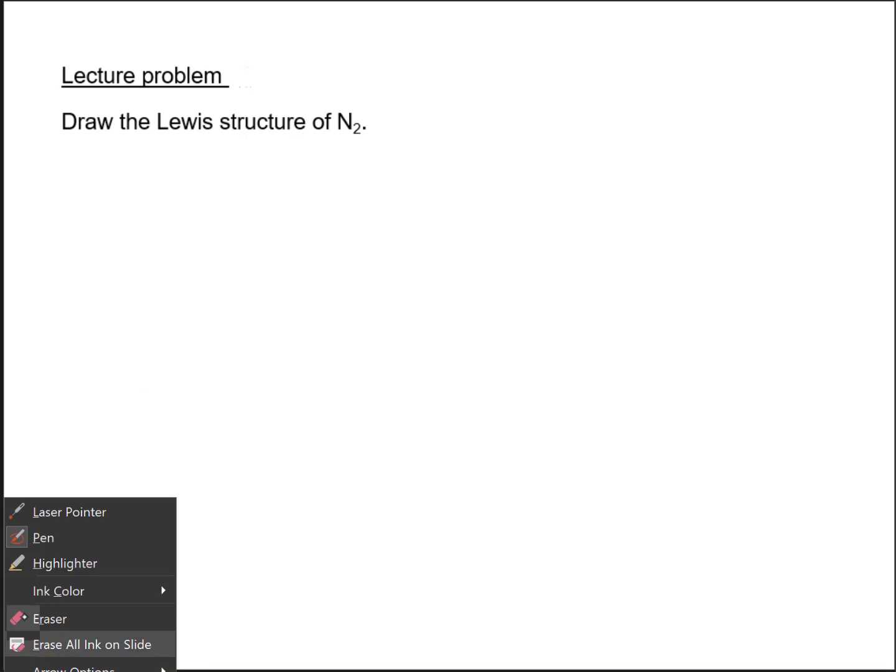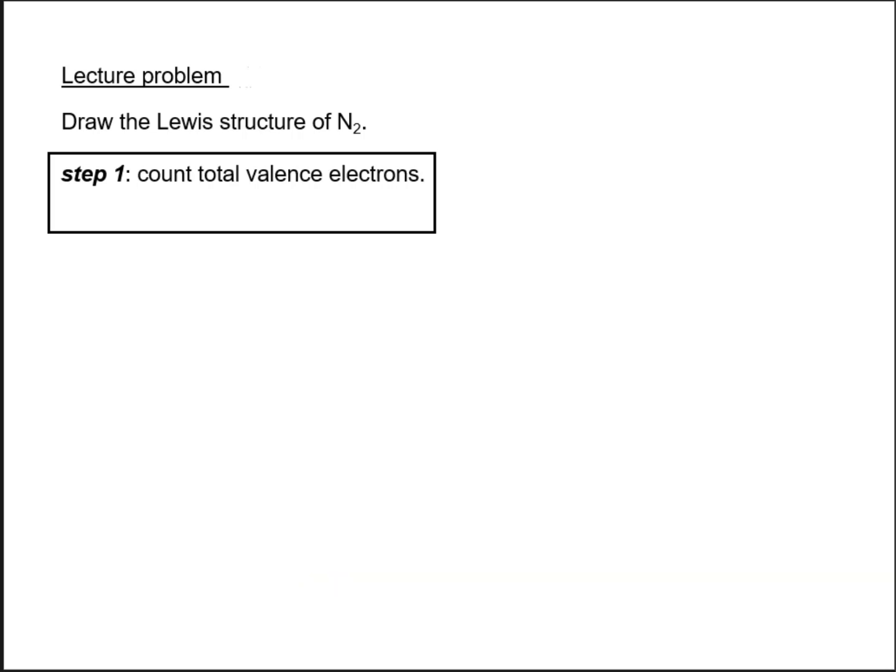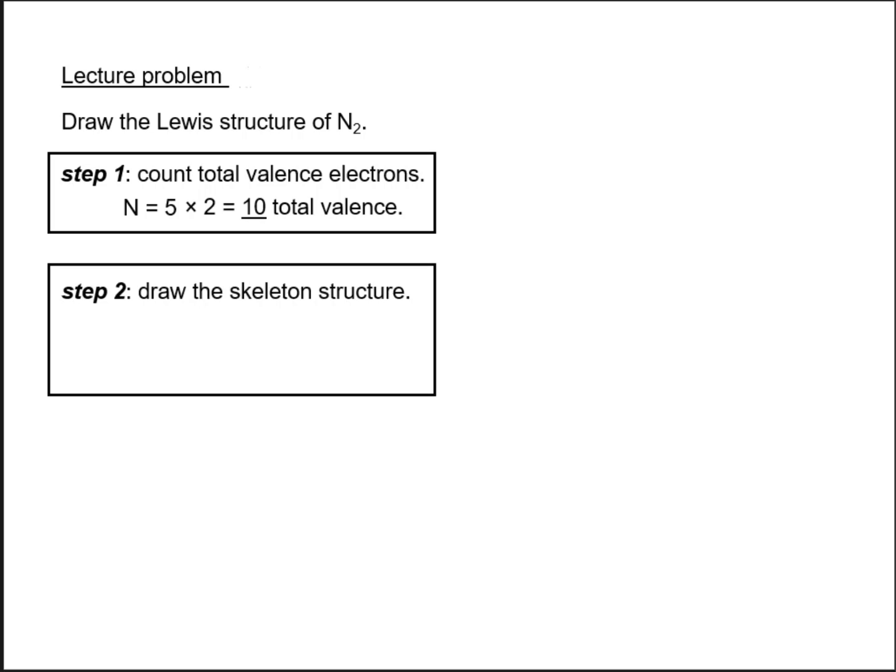So let's look at another one. We want to draw the Lewis structure for nitrogen molecule, N2. So first step is counting the total number of valence electrons available. N2 is composed of 2 nitrogen atoms. Each one of them has 5 valence electrons. So we have 10 total valence electrons. Now step 2, we want to do the skeleton for this molecule. So we're just going to connect the 2 nitrogens with a single bond.